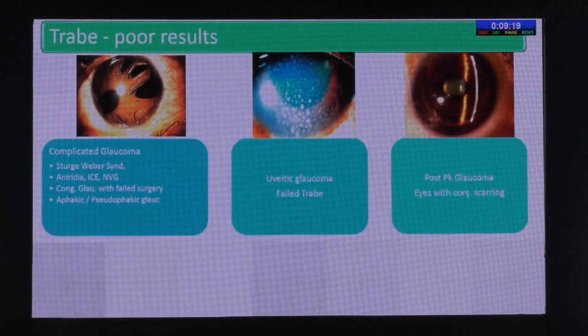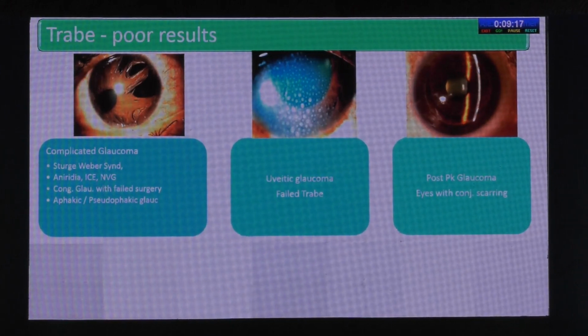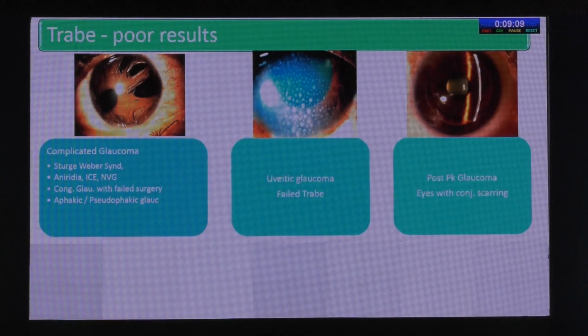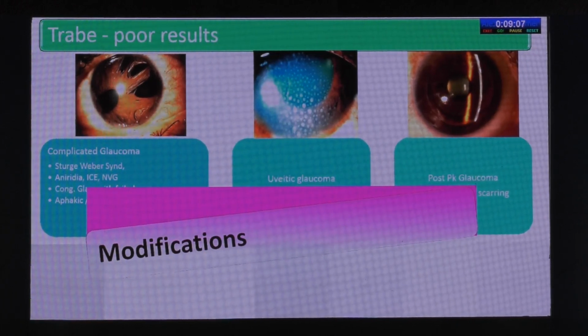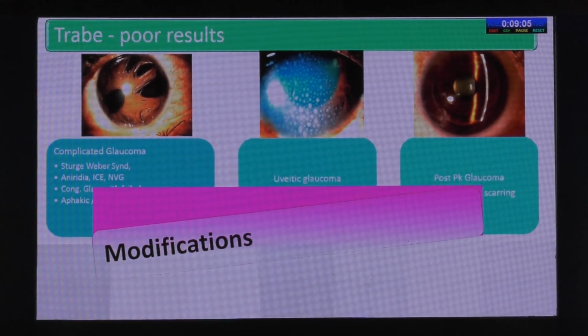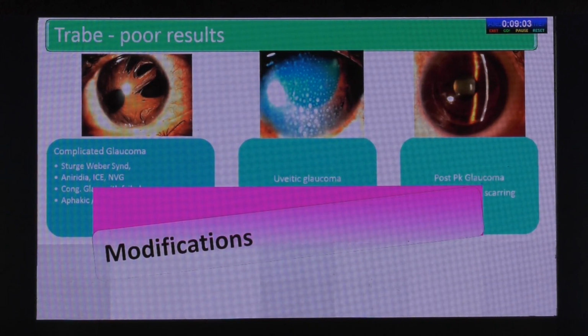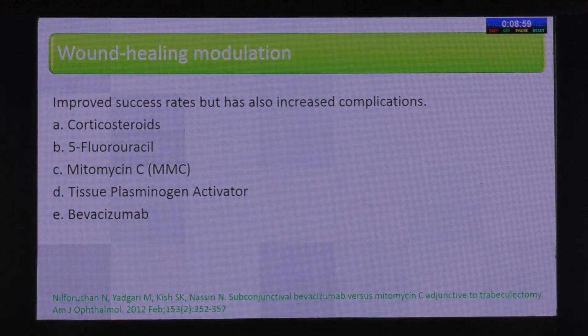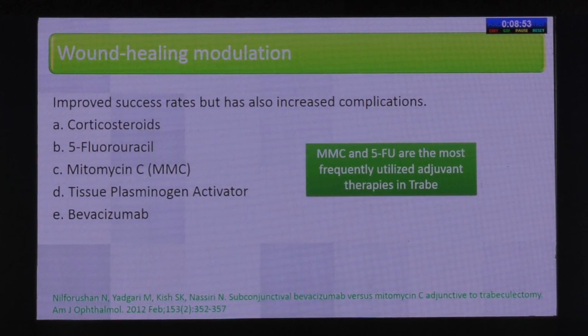Now, not just this, there are certain cases where we don't get the desired results, may it be complicated glaucomas, post-PK glaucomas, uveitic glaucomas, and so on and so forth. So, we are talking about various modifications to augment this trabeculectomy surgery. And regarding wound healing modulation, there are a variety of factors. Just now we heard two talks, one on mitomycin C and another one on amniotic membrane.